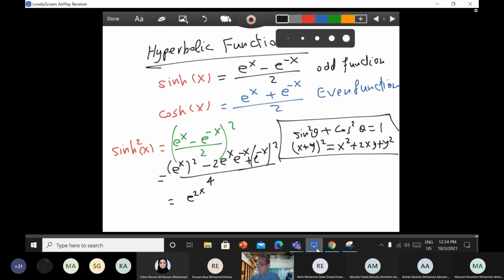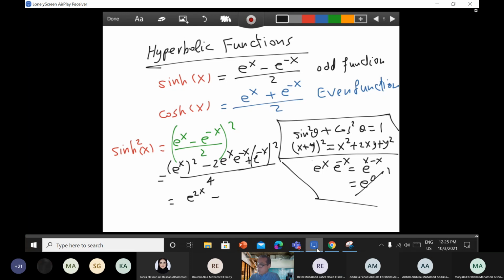to get the square. Now, e to the x times e to the minus x, you have the same base e, and you add the powers, x minus x, so you have e to the 0. E to the 0 is what? Can you tell me e to the 0 is equal to what? 1. 1, excellent. So you have 2 here, plus this is the same as e to the x squared, but in negative, over 4. This is sine square.